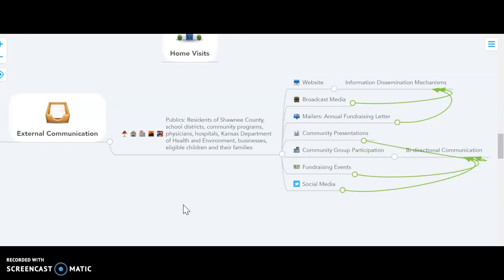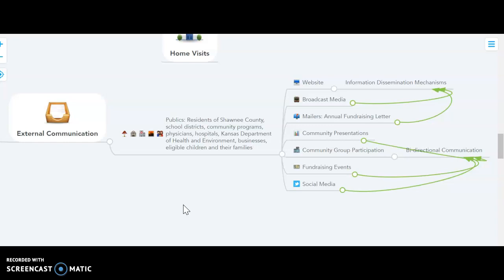And then finally, probably the most day-to-day shifting communication is social media. We have both Facebook and Twitter, and typically use Facebook the most. But that is communication that can change easily, change quickly. We use it to promote programs. We use it to give quick information out to the public. For example, if we have weather closures, we use it to advertise fundraisers.